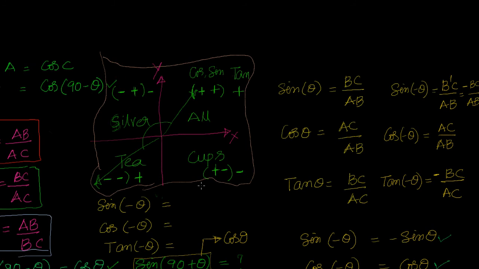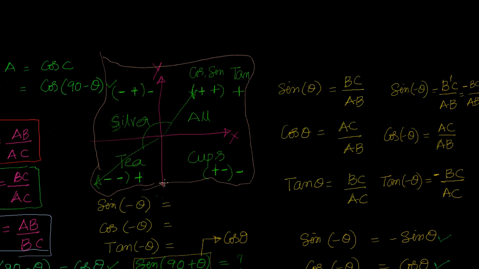You know x is positive here, y is positive here, so everything is positive. Here x is negative, that's why cos is negative. Here you have both negative, but tan will become positive because minus by minus is positive. Here only cos is positive because your x-axis is positive and y-axis is negative. I think that is pretty straightforward.